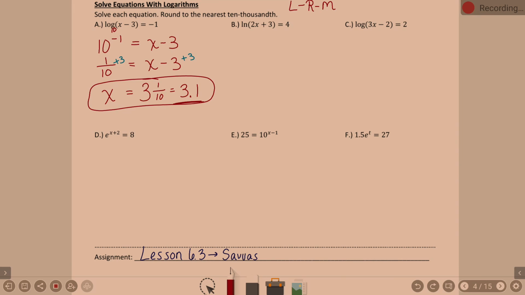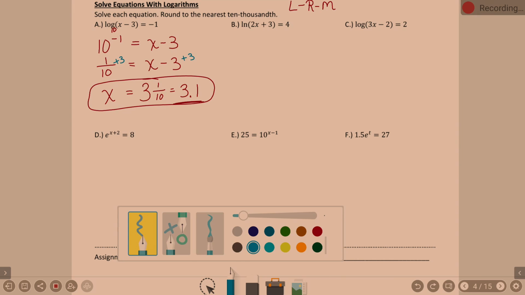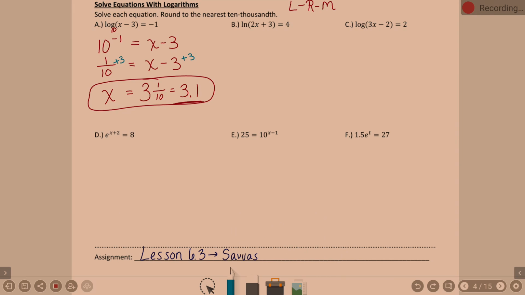Okay. Questions on A? Okay. Can we carry that process over to B? Natural log of 2x plus 3 equals 4. What are we going to do? Left, right, middle again? Now, before we start, what do we need to remember here? Okay, the invisible base on natural log is e. Okay, with that being e, that is your left.